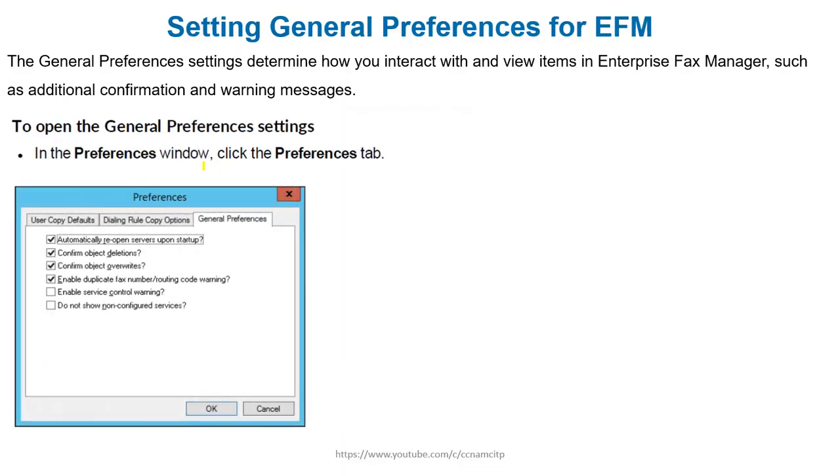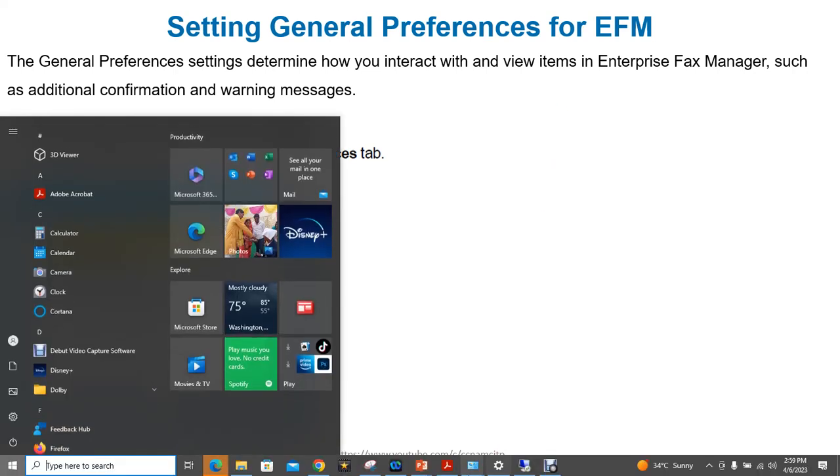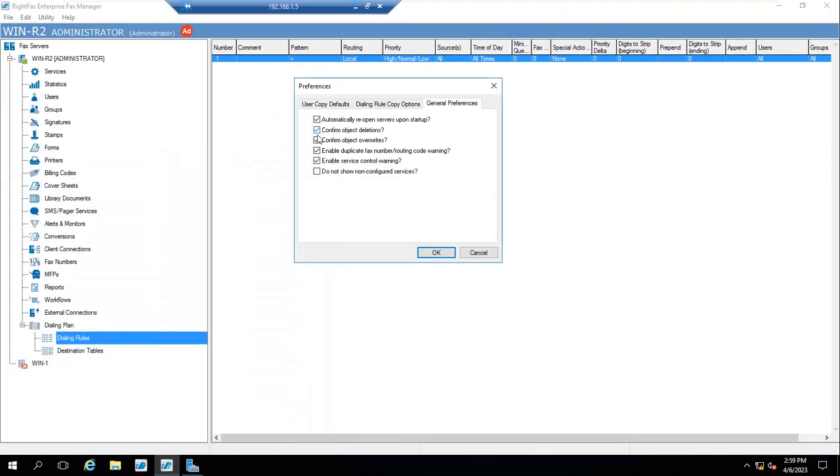Okay, same tab, the information is available here. So these are the general preferences for EFM: if you want to automatically reopen servers upon startup, and confirm object deletions. If we are deleting any object, we need one confirmation. So these are the default settings. That is why it is enabled, and important also.